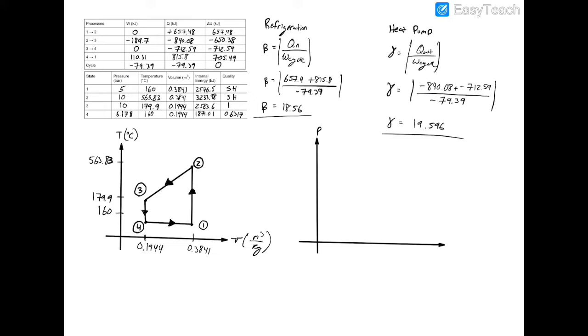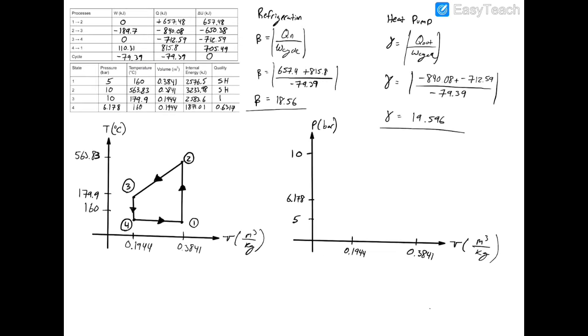Now finally we can do our PV diagram. So we'll have the pressure on the y-axis and we'll keep it in bar. And we'll have our specific volume once again on the x-axis in meters cubed per kilogram. So now all we have to do is plot our points once again. So at state 1, you had 5 bar and 0.3841 specific volume. So that's right about here. And then at state 2, you were still at that same specific volume and you were at 10 bar. So if you move directly upwards, you should be right about there.